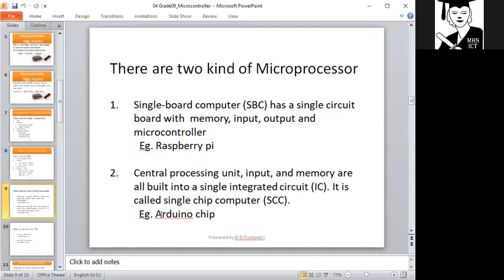So an example is the Arduino chip. The Arduino chip has everything built into the circuit, in the chip, right? So as examples, you can write down this one, Raspberry Pi and the Arduino chip. You write this.